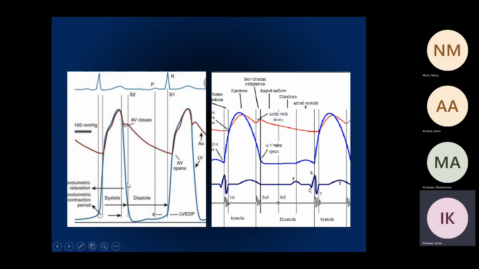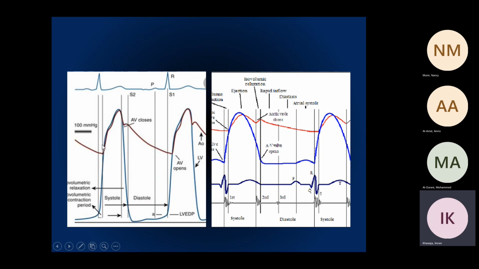Cardiac cycle. Try to finish in 5 minutes. So this is the left ventricle, and you see the different phases. This is what we call isovolumetric contraction. At the beginning of systole, the mitral valve will close, but the blood will still be in the ventricle. So the size, or the volume, of the ventricle will be the same. That's why we call it isovolumetric.